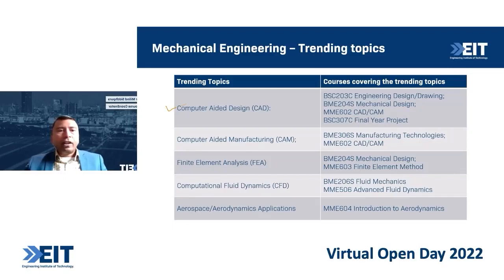So computer-aided design and computer-aided manufacturing are actually covered in our existing courses and some of the subjects and units which you see here. So engineering design and drawing at a bachelor's level, mechanical design, they cover CAD extensively. And then at a master's level, CAD and CAM is also covered. And obviously bachelor's and master's final year projects also cover CAD and CAM. So CAM, computer-aided manufacturing, is covered at a bachelor's level and also at a master's level.